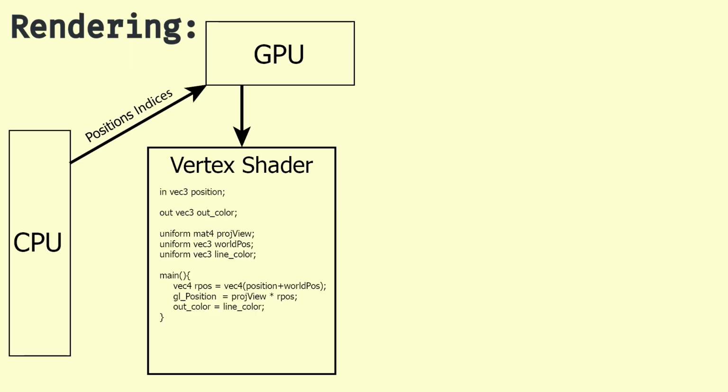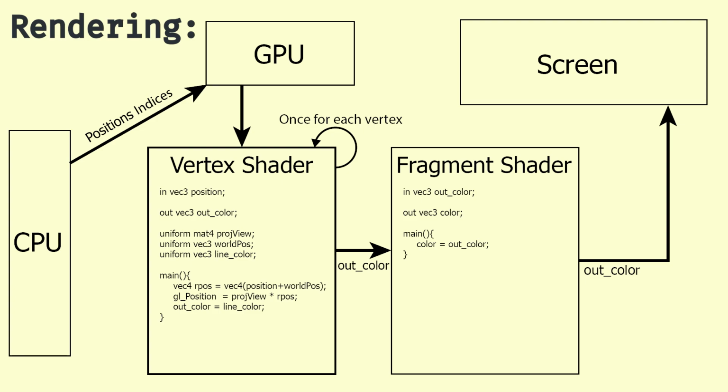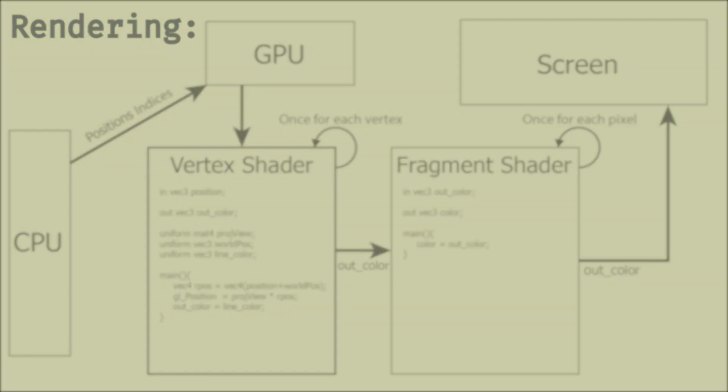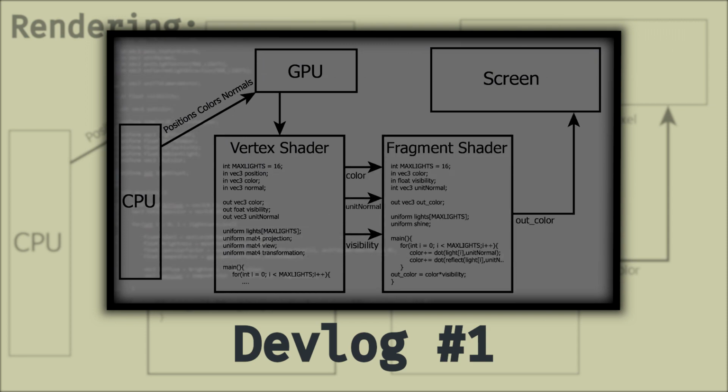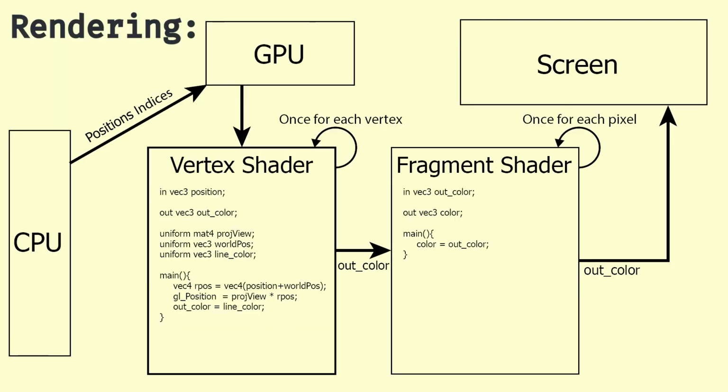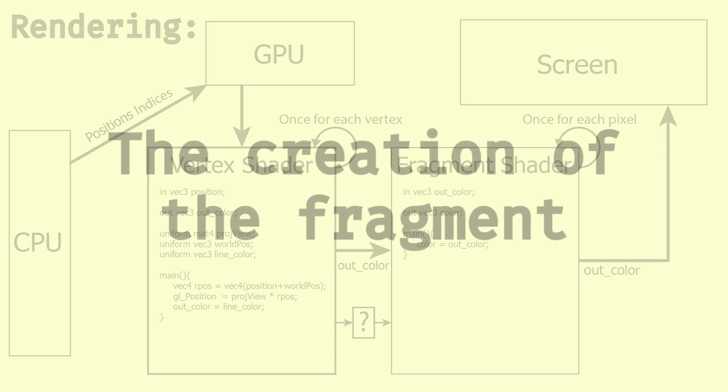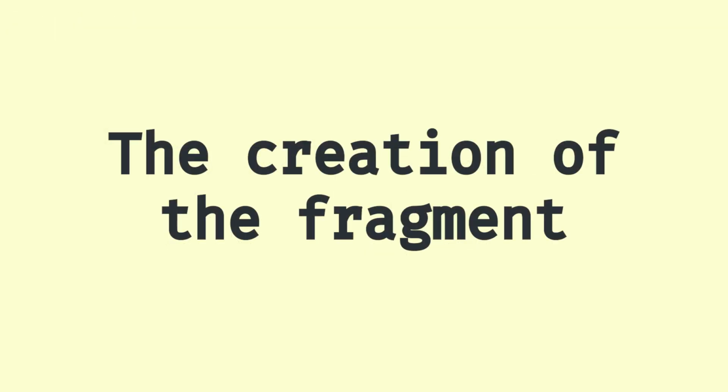We pass to the vertex shader some list of data, the minimum being a list of points with indices to connect them, and the vertex shader runs once for each point. Then its outputs become the fragment shader inputs, which run for each pixel. We saw that in this devlog, don't forget to check it out. Actually, there's another step in between, the creation of the fragment.